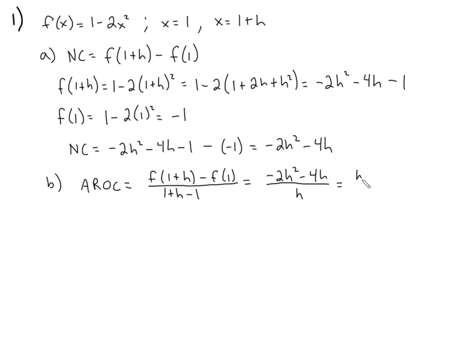To simplify this fully, you can factor an h out of the numerator. Minus 2h minus 4, still divided by h, and then you can cancel the h's, and that gives us our final answer of minus 2h minus 4.